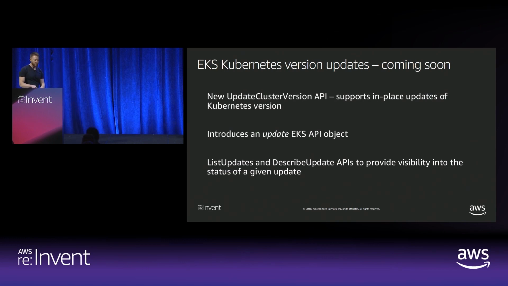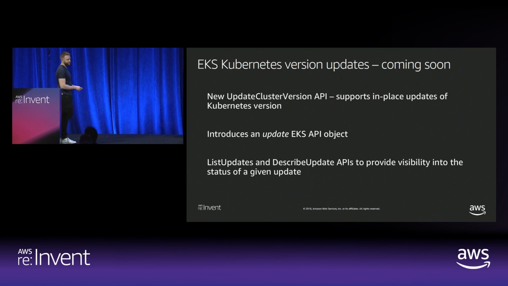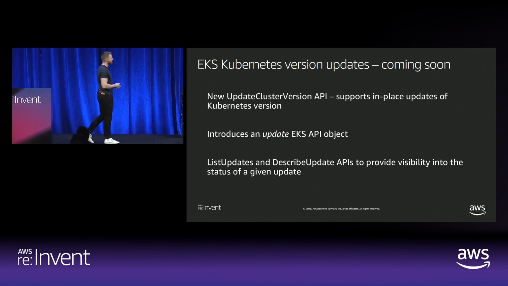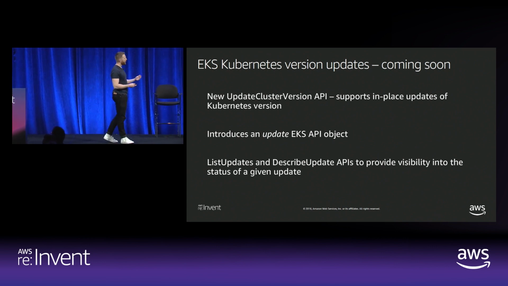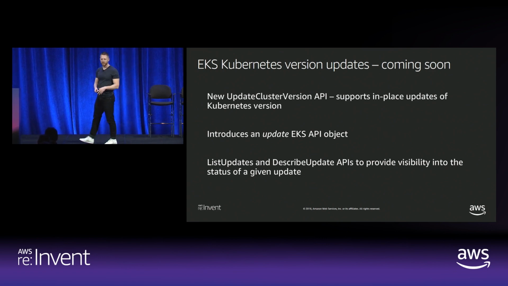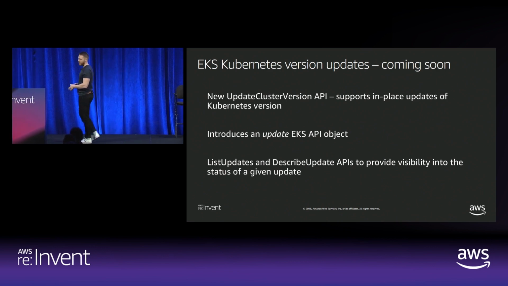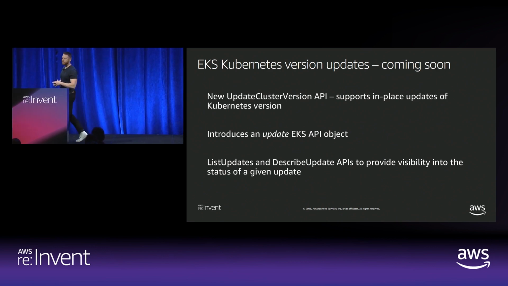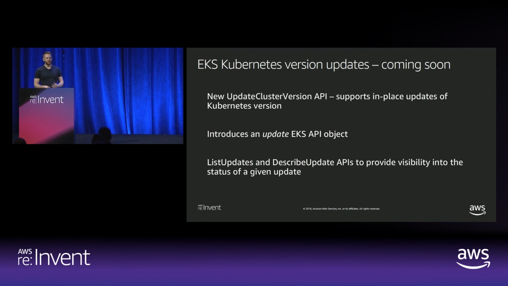Another thing you'll have when you get back home is Kubernetes version updates. So we have a couple of new APIs to support this functionality. We have the update cluster version API, and this is an API you control, which supports an in-place, zero downtime update of the Kubernetes version running on your cluster. Because we run that HA infrastructure behind the scenes for you, you can continue to interact with your cluster while the update is in place. This takes about 8 to 10 minutes.